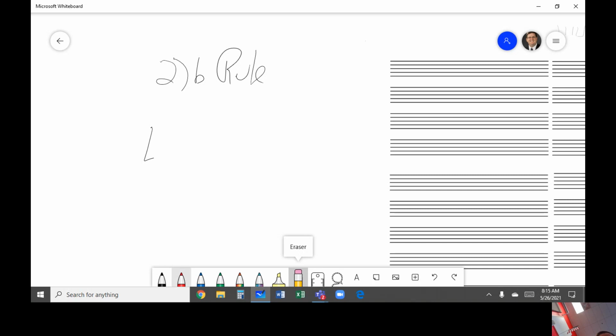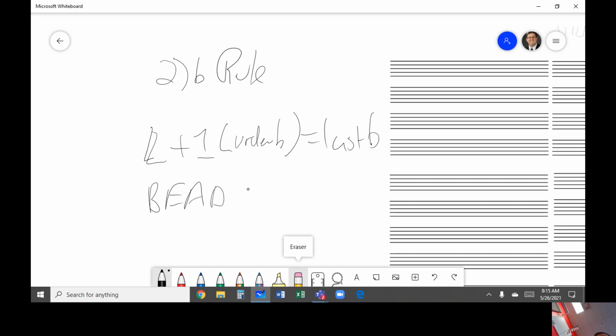You take the letter, you add 1 in the order of flats, and that equals your last flat. Now the order of flats is backwards from Four Crows Got Drunk at Easter Barbecue, so that becomes B, E, A, D, G, C, F.